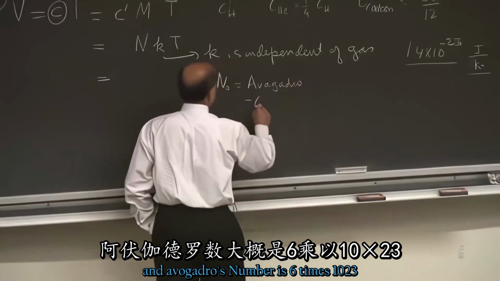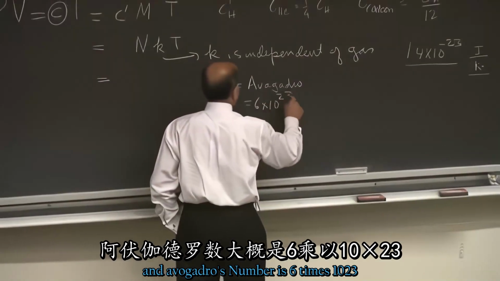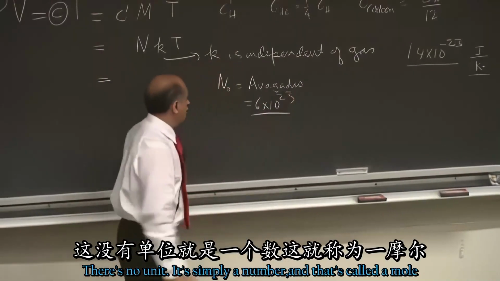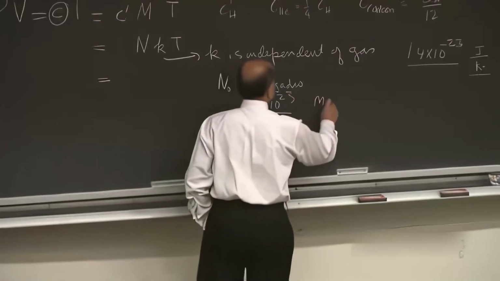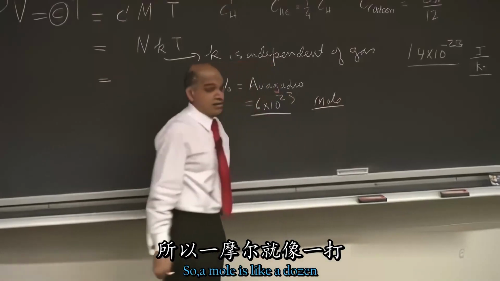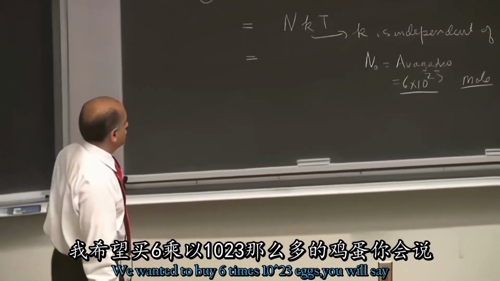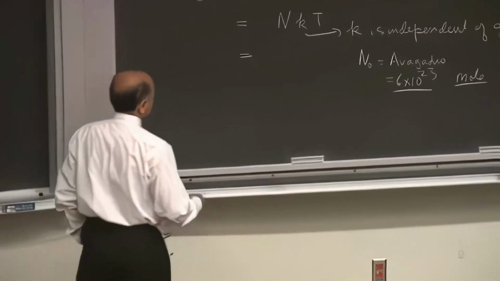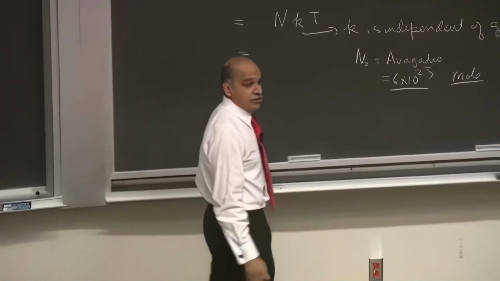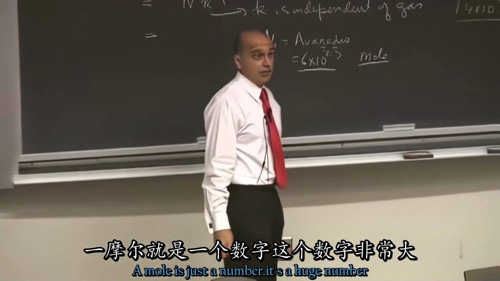Avogadro's number is 6 times 10 to the 23. It has no units, it's simply a number, and that's called a mole. So a mole is like a dozen. If you wanted to buy 6 times 10 to the 23 eggs, you would say, get me 1 mole of eggs. So a mole is just a number, it's a huge number.